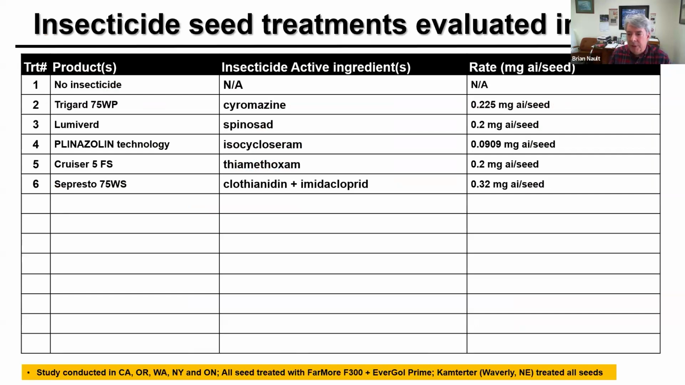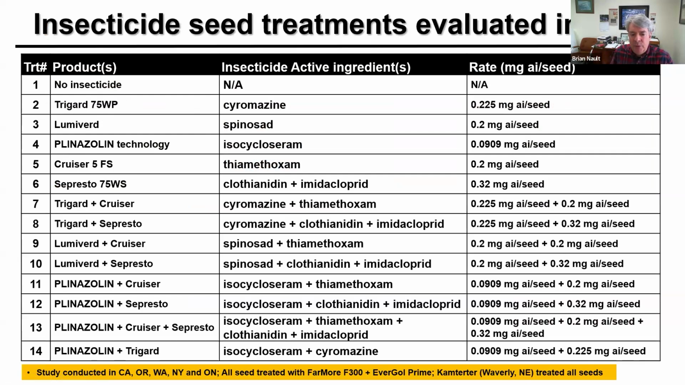But first, the treatments. So there were 14 treatments, including an untreated control that's at the top. We had 5 of the active ingredients or products by themselves, I should say. Trigard, Lumivert, planazoline technology that isn't labeled, Cruiser, and Suppresto. And then the remaining 8 treatments were various combinations of these particular treatments. I'm not going to go through the details now, but suffice it to say, we're looking for the best treatment or combination of treatments that would best control seed corn maggot and onion maggot.